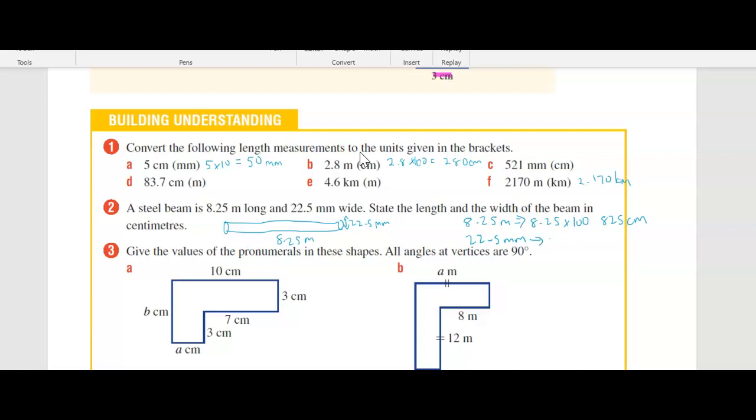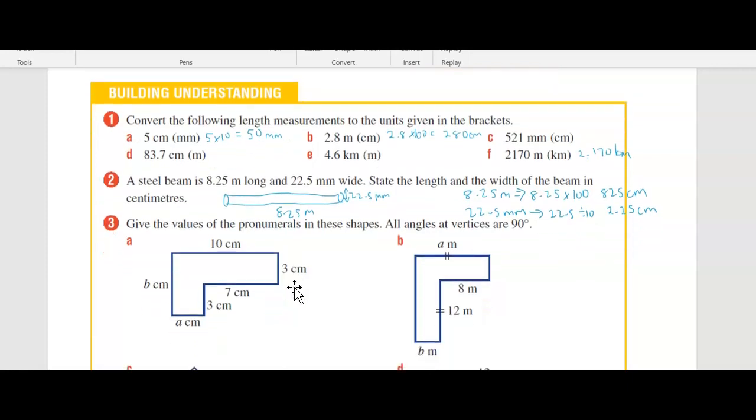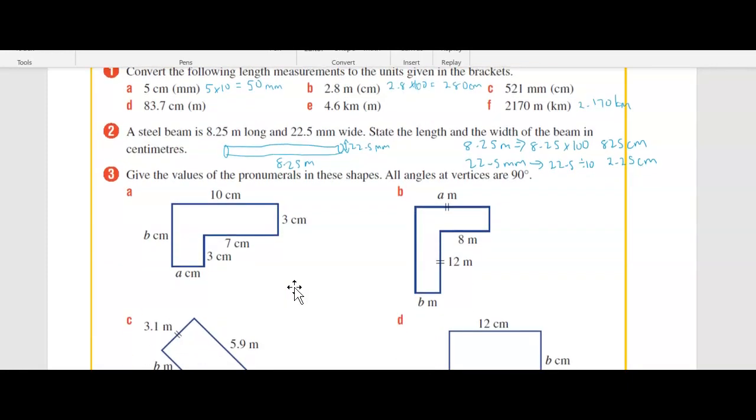And then 22.5 millimeters. All right, so this time we're going to do division. So divide by 10, not by 100, sorry. And we get 2.25 centimeters.